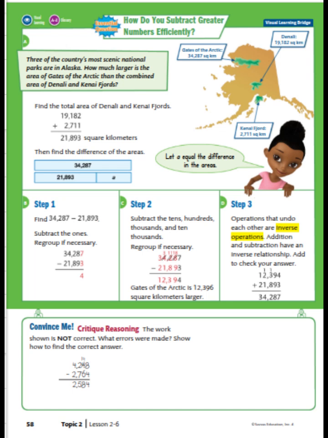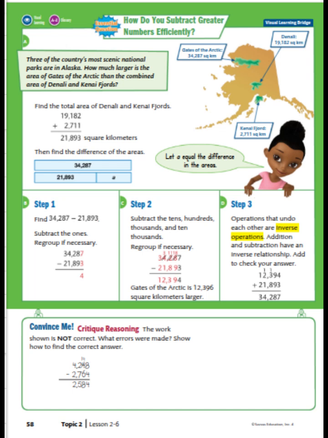Great to have you back, class. Let's go ahead and move on to page 58. And on page 58, we see the title. The essential question says, how do you subtract greater numbers efficiently? Okay, that means as fast as possible, but still correct. Efficient means as fast as possible, but still correct.